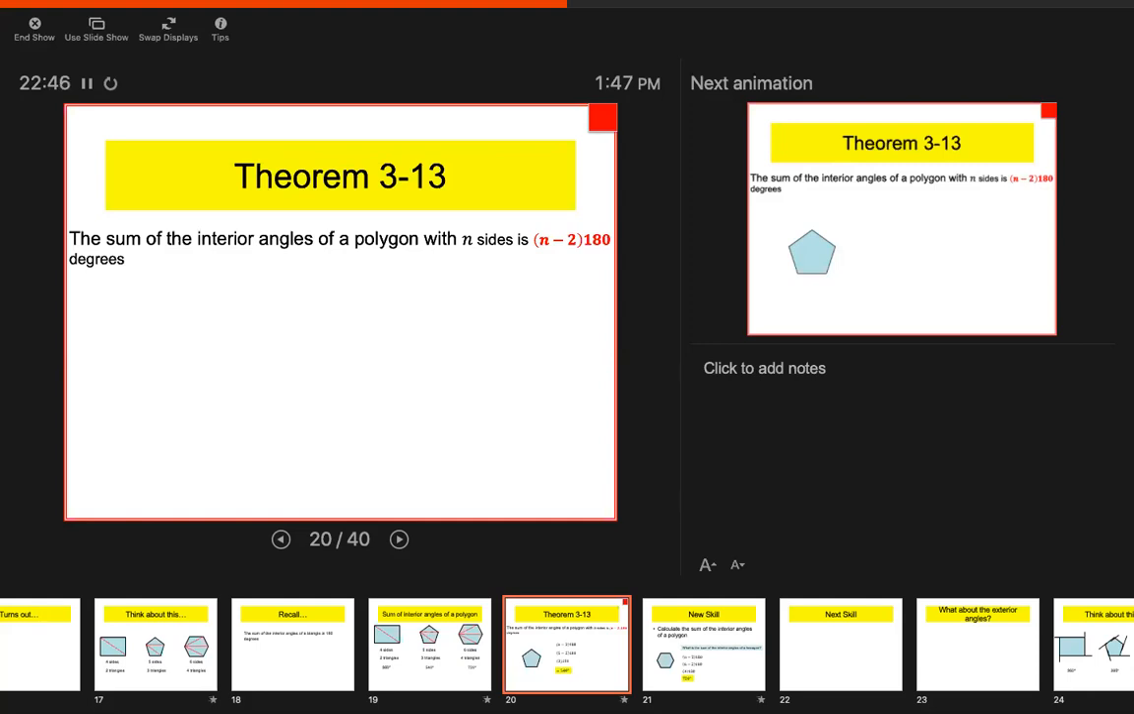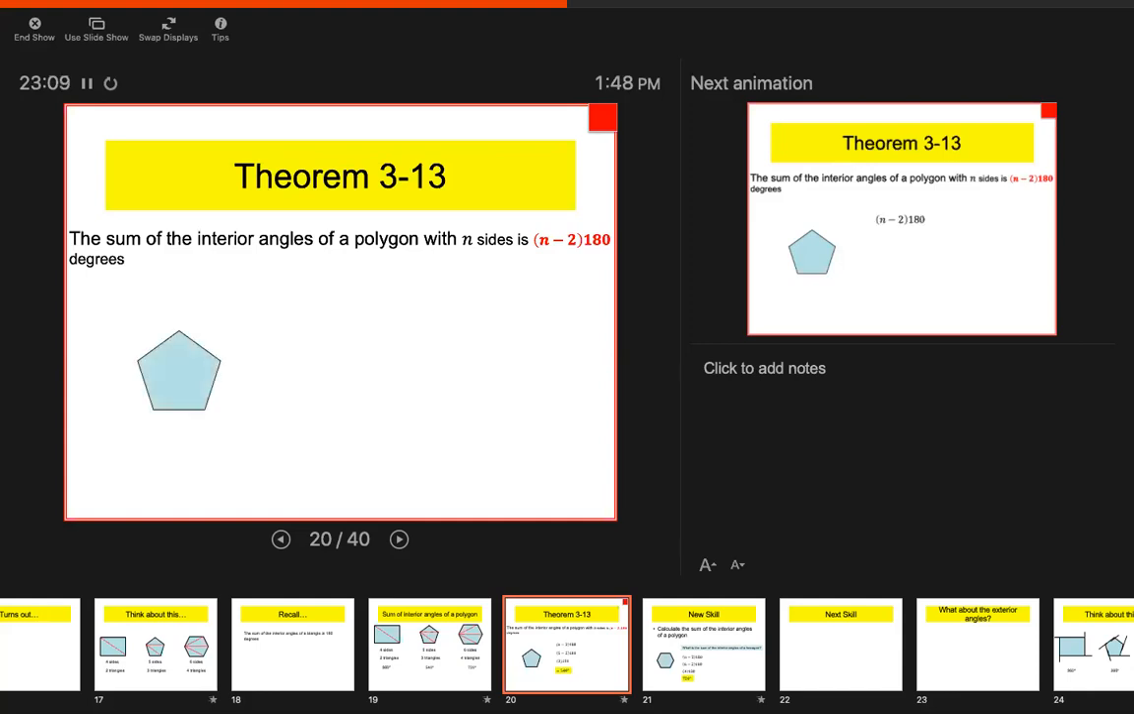Okay, that's theorem 313. We good? n minus 2 times 180. And no one's going to remember it's 313. You're just going to say the sum of the interior angles is n minus 2 times 180. Or can I just do n times 2 equals 120? n times 2 equals 120 is not true.